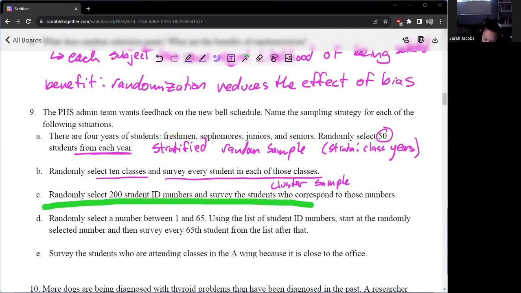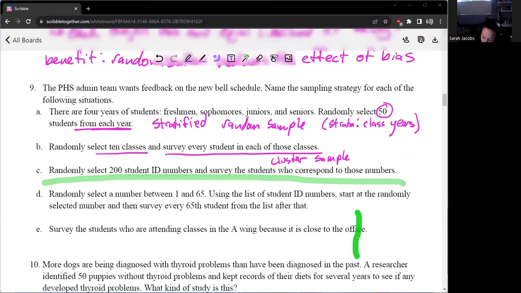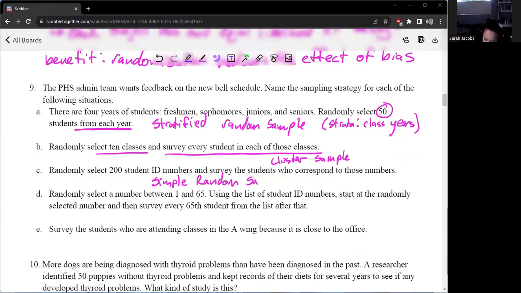Next up, randomly select 200 student ID numbers and survey the students who correspond to those numbers. That is our simple random sample. There's no design other than we have student ID numbers. Let's pull a random 200 of them and call it a day. And this, again, is the only one that we'd abbreviate as SRS. Randomly select a number between 1 and 65 using the list of student ID numbers. Start at the randomly selected number and then survey every 65th student from the list after that. This is our systematic random sample.